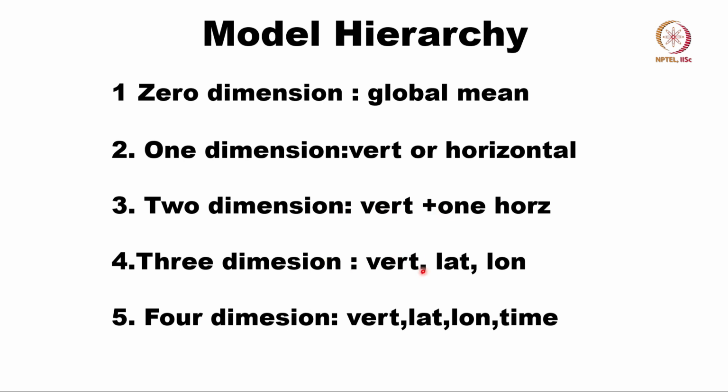But ideally, you want to cover vertical, latitude and longitude to get a global picture of how temperature is changing with height, with latitude, longitude. This is called the 3-dimension model, which can be integrated to a steady state. But the most ambitious models are those in which you have vertical, latitude, longitude, and time.